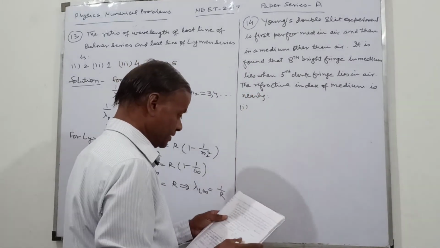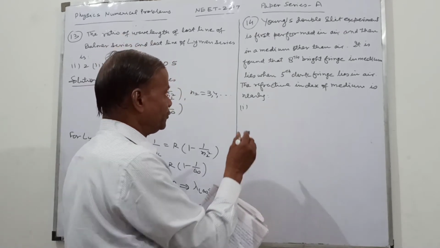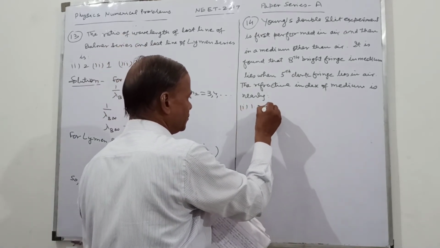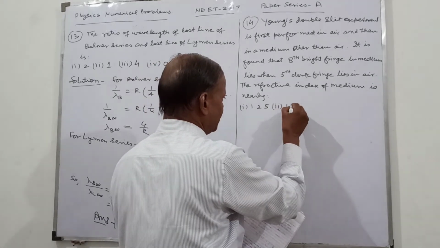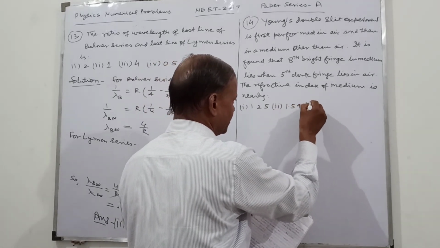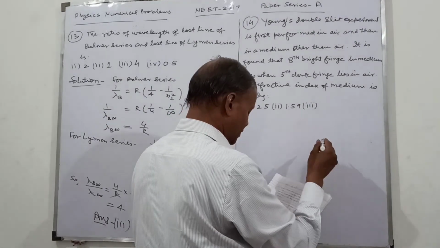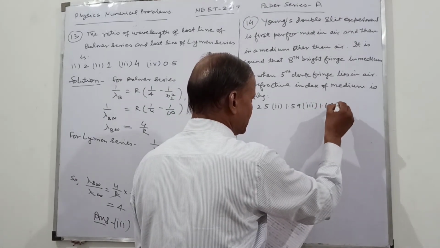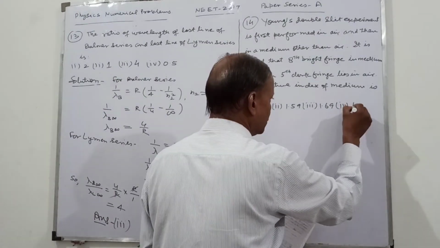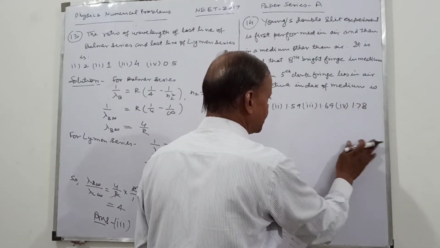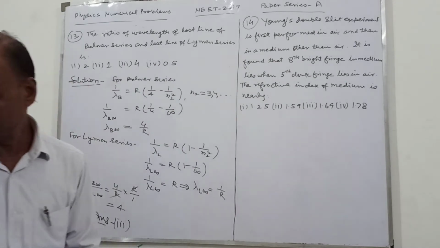Now option first is 1.25, second is 1.59, third is 1.69 and fourth is 1.78. This is the question.